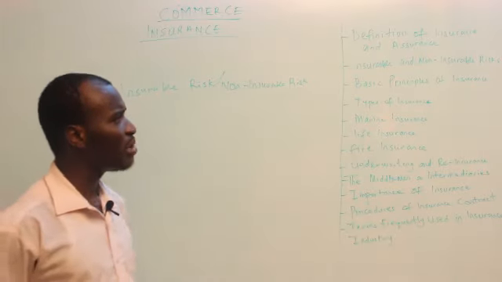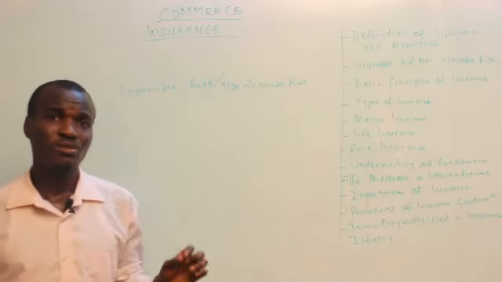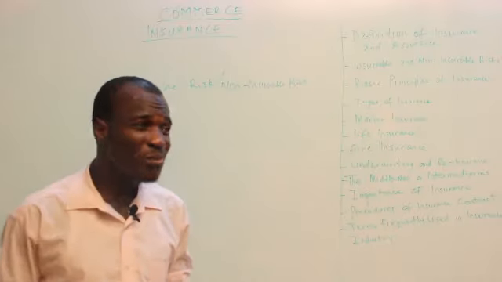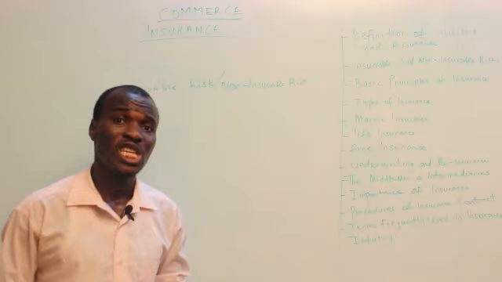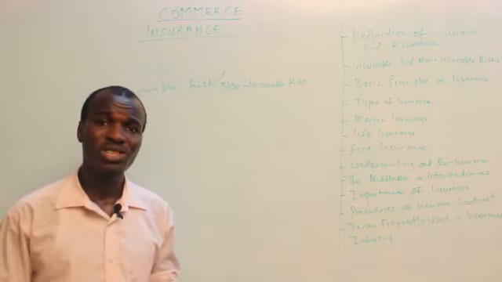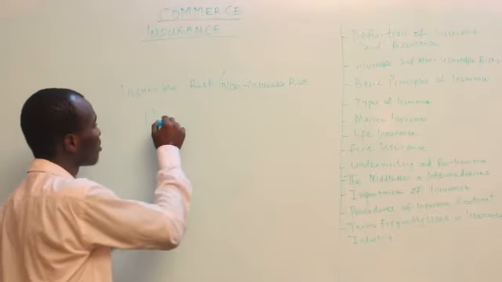Now the next thing is the basic principles of insurance. There is a basic principle of insurance. Everything has to follow some aspect of principles. There are some principles that govern insurance. So for you to have perfect knowledge of insurance, you must be able to know these principles, and you'll be able to understand what they are saying. You have the list of these principles.